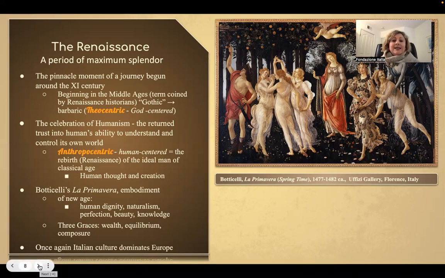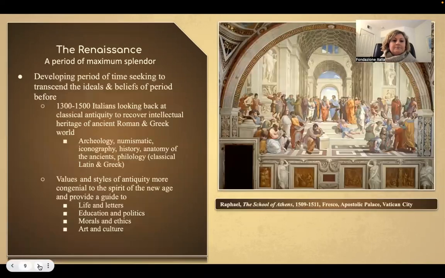And once again, Italian culture dominates Europe, as during the Roman times, and now once again Italy is at the center of Europe, of European culture. It's, as I said earlier, a developing period that tries to transcend the ideals and beliefs that preceded it.